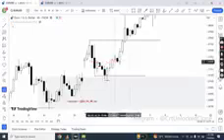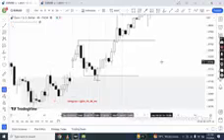Now let me first of all put on the opening and closing times for the daily candle so we can see what we are dealing with, right?